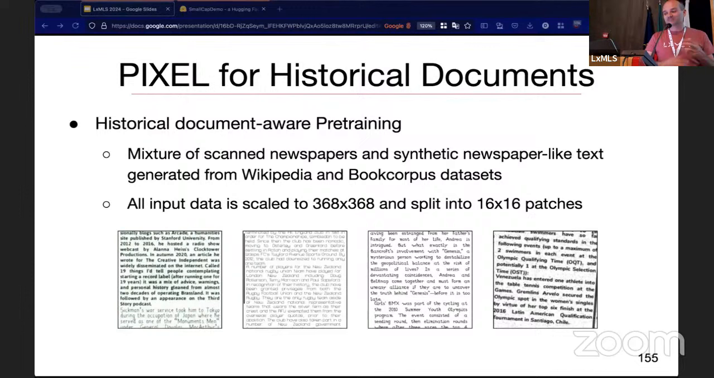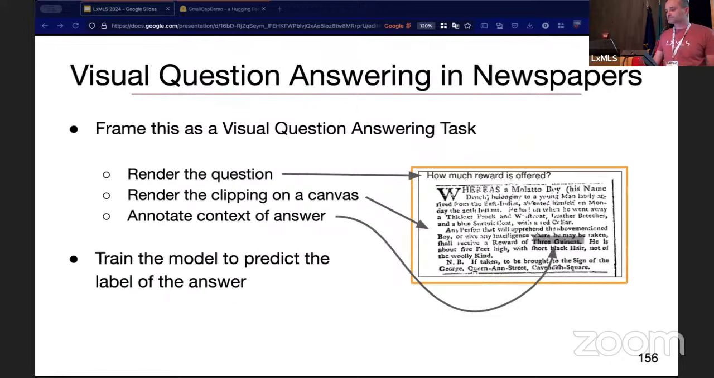So we took this data from Wikipedia and the books corpus, and we changed font sizes and font families, and also the orientation of the image. Also salt and pepper noise, simulating bad scanning environments. And we used this to pre-train a model that could hopefully process historical text. And then we framed this as a visual question answering problem.